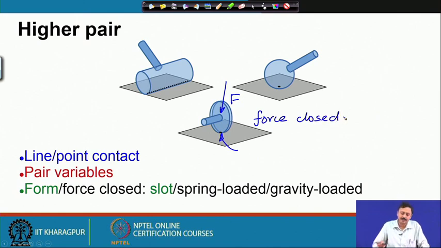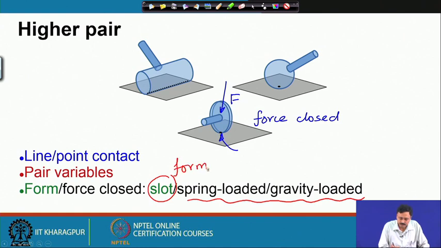But had it been inside a slot, then it becomes form closed. So, force closed can be by spring loaded or gravity loaded force, because of spring loading or gravity loading, and form closed is because of the geometry of the slot.